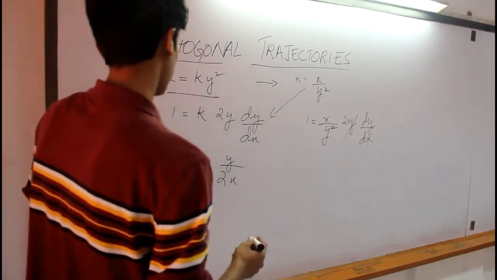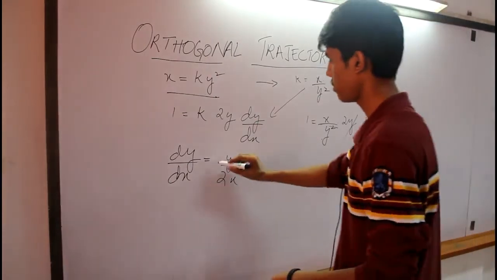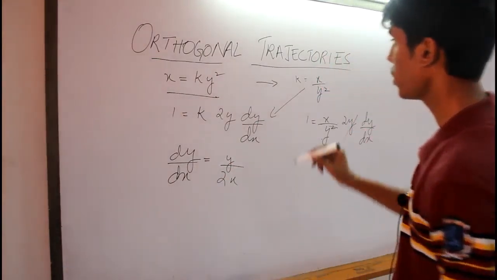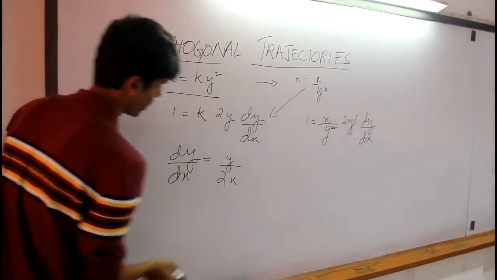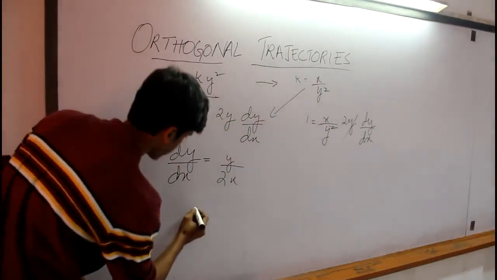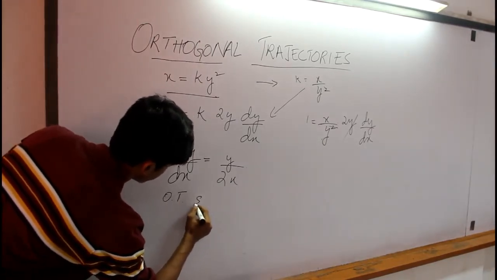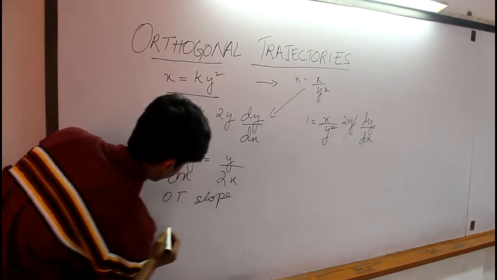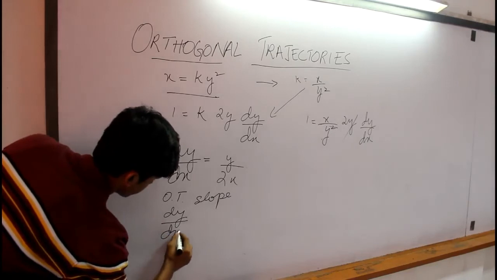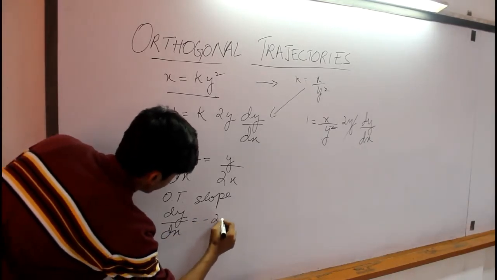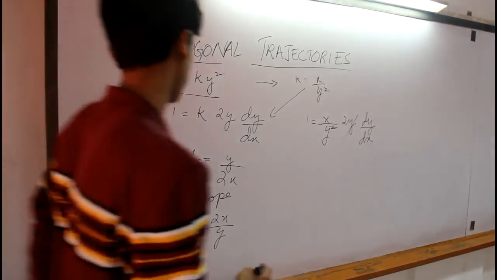And when we want the orthogonal slope, we just turn it over and multiply it by the minus sign. So we get the orthogonal slope, dy by dx equals minus 2x over y. So this is the orthogonal slope.